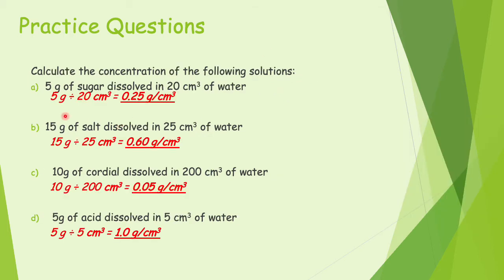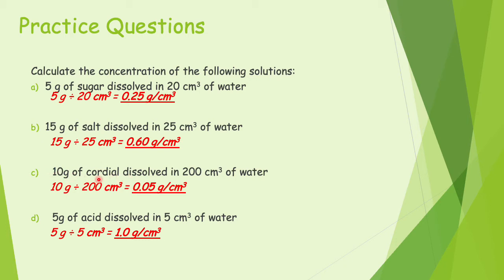Okay, here are the answers. The first question, 5 grams of sugar dissolved in 20 centimetres cubed of water. It's 5 grams divided by 20 centimetres cubed of water, which is 0.25 grams per centimetre cubed. 15 grams of salt dissolved in 25 centimetres cubed of water is 15 grams divided by 25 centimetres cubed, which is 0.6 grams per centimetre cubed.